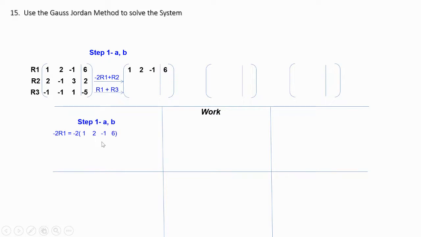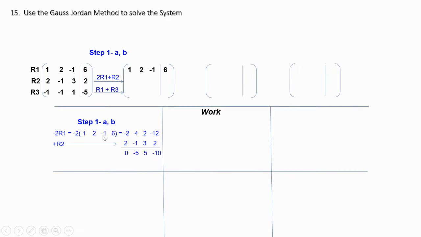So -2 row 1 plus row 2. So I get -2 row 1, right? I'm going to multiply -2 times every term here, or just distribute. So it's going to give us -2, -4, 2, and -12. And I repeat, I got this by multiplying -2 times 1 is -2, -2 times 2 is -4, and so forth. Plus row 2. There's my row 2. So all we do is bring it over. Row 2 is 2, -1, 3, 2. So now we add them, right? So we get 0, -5, 5, and -10.